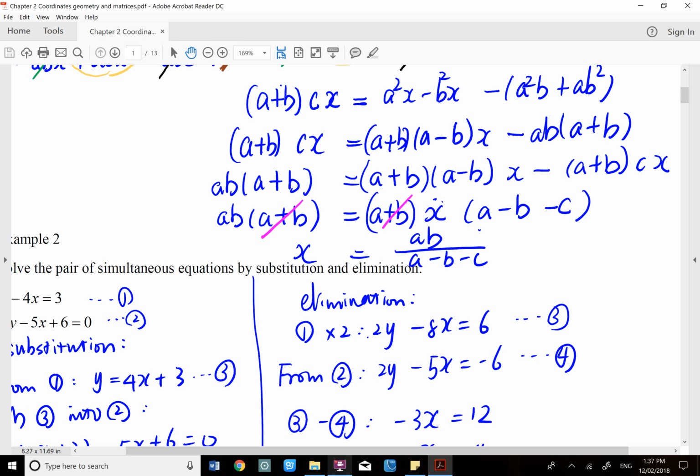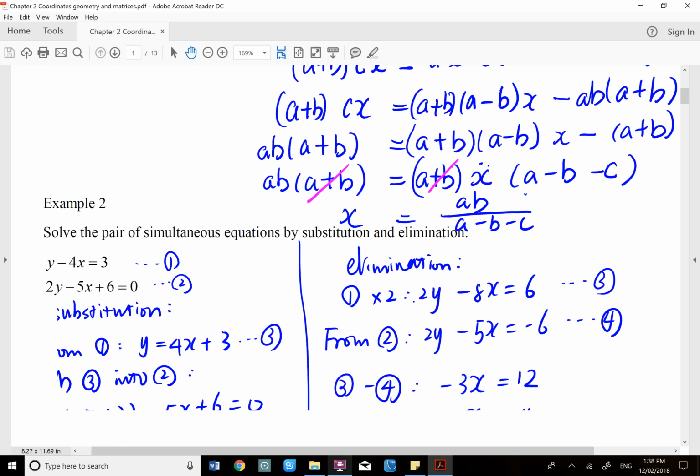When you're trying to divide something on both sides of the equation, do not include variables in it. Do not include anything like a, b, c in it, because you don't know what the value of a, b, c is. There's a possibility it can be 0. If it is 0, which means you shouldn't do that. Okay, that's the second question.